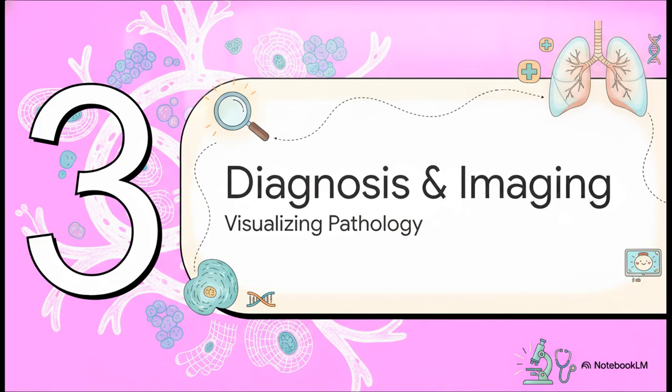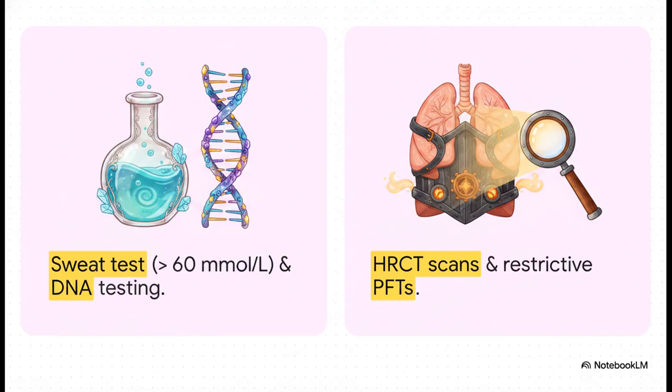Which brings us to Part 3, Diagnoses and Simple Imaging. So the crucial point here is understanding how we definitively prove these diseases exist. For cystic fibrosis, the diagnosis is biochemical and genetic. We're looking for sweat sodium and chloride levels over 60 millimoles per liter, and we follow that up with DNA testing. But IPF? That diagnosis relies heavily on imaging and mechanics. We use high-resolution CT scans, HRCTs, and pulmonary function tests, which will predictably show a restrictive pattern because, well, the lungs literally just can't expand.